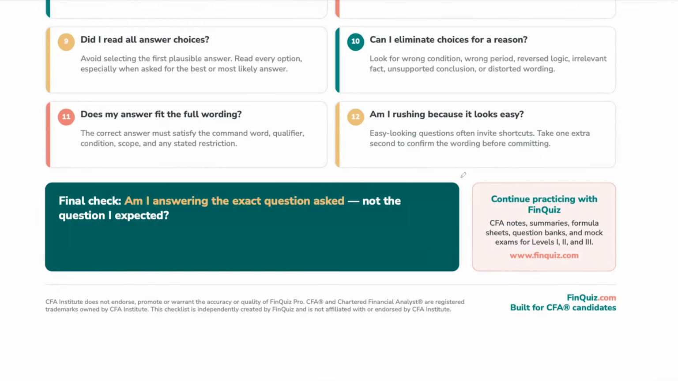But if you missed least likely, used the wrong time period, selected a true but off-target answer, or used an irrelevant number, then your problem is not knowledge. Your problem is exam execution. And that is actually good news because execution mistakes can be reduced with practice. You do not need to relearn the entire curriculum to fix them. You need a better process. That is how you want to train.